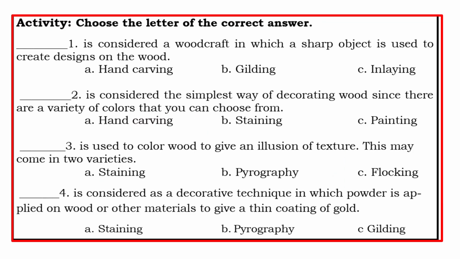Okay, then the next activity, you need to choose the letter of the correct answer. So number 1, it is considered a wood craft in which a sharp object is used to create designs on the wood. Is it hand carving, gilding, or inlaying? All you have to do is to choose the correct answer and write it on the space provided. Okay, 4 questions only.